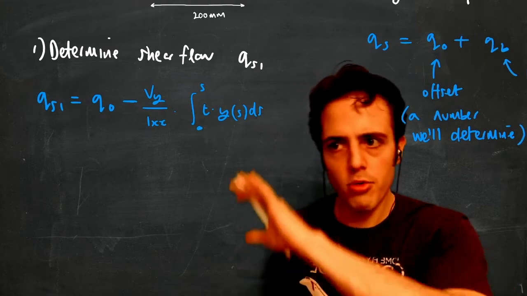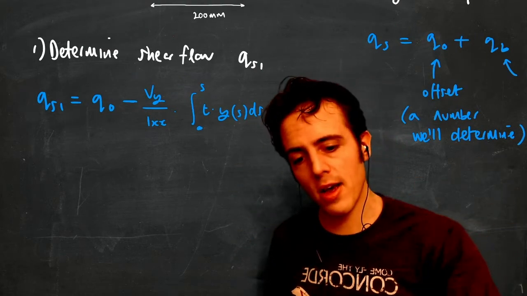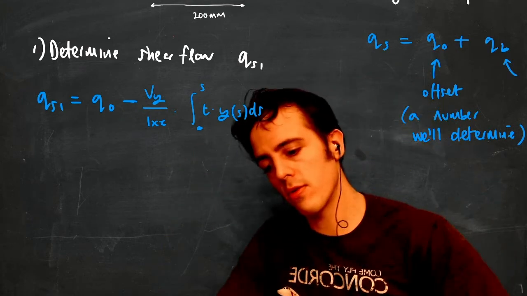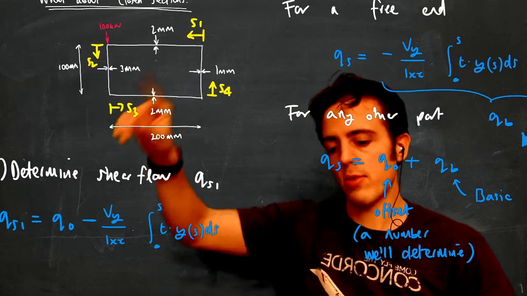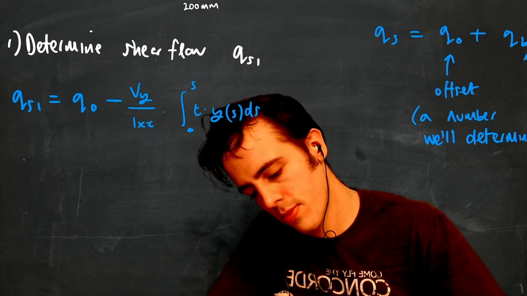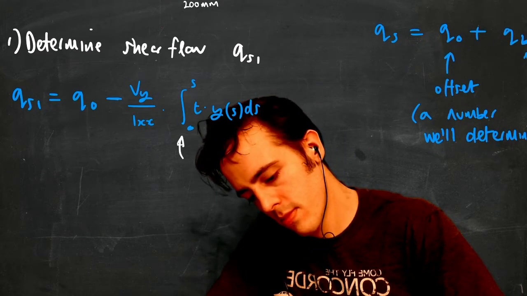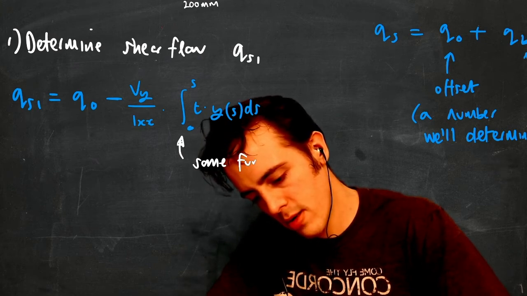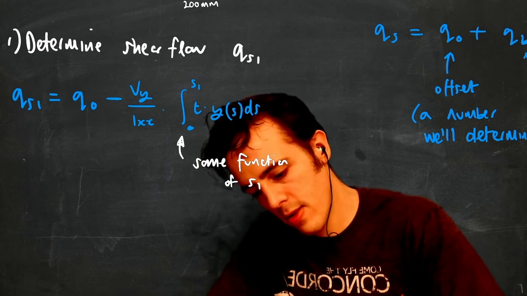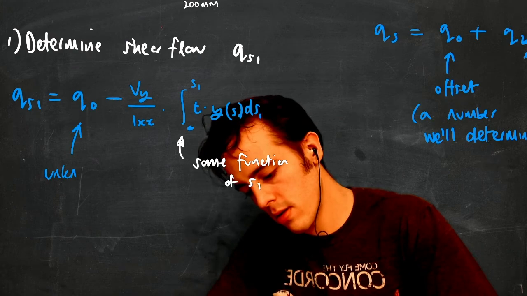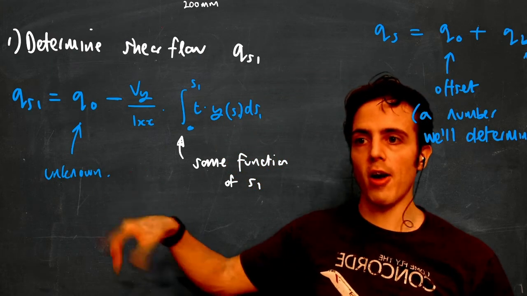Now, I'll go through a full example of this, but we're going to talk about how we're going to use this first. So we determine the shear flow distribution in this first part of this section, okay, so in S1. Now what we'd end up with here is some function of S1. So I should replace these with ones there, and then this would still be an unknown. Okay, so this would still be a variable, Q0.